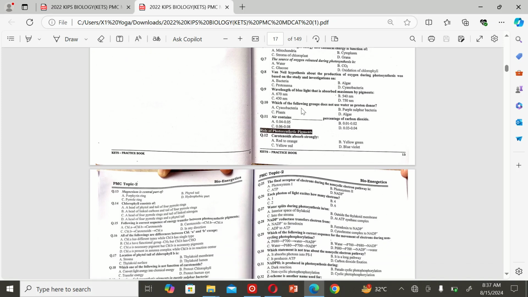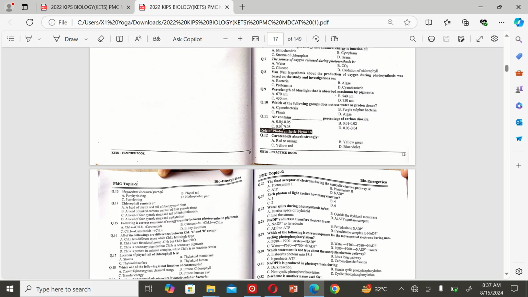The next MCQ is: which of the following groups does not use water as a proton donor? A. Cyanobacteria, B. Purple sulfur bacteria, C. Plants, and D. Algae. So the correct option is D, algae.